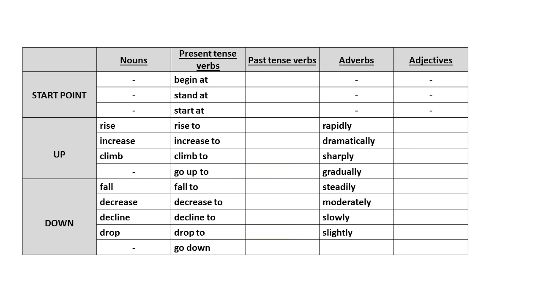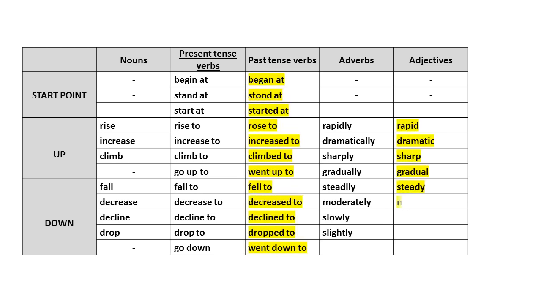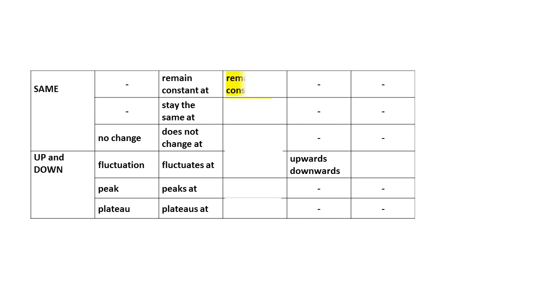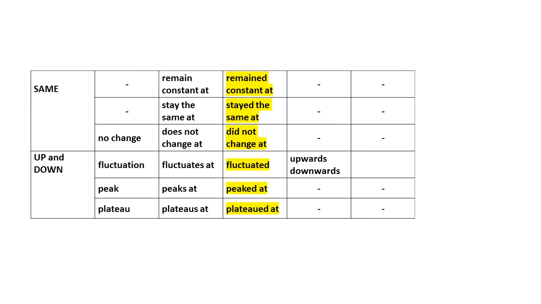Here are useful verbs and adverbs. Usually we are looking at past tenses. When we look at the adverbs and adjectives, 3 of these are for a big change, 3 for a medium change, and 2 for a small change. Looking at no change, we have 3 there. Fluctuated is for up and down, peak is for a sharp top, and plateau for the flat top.